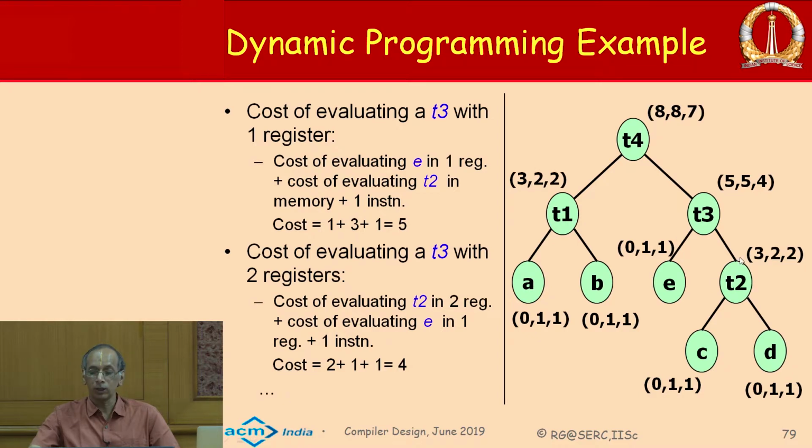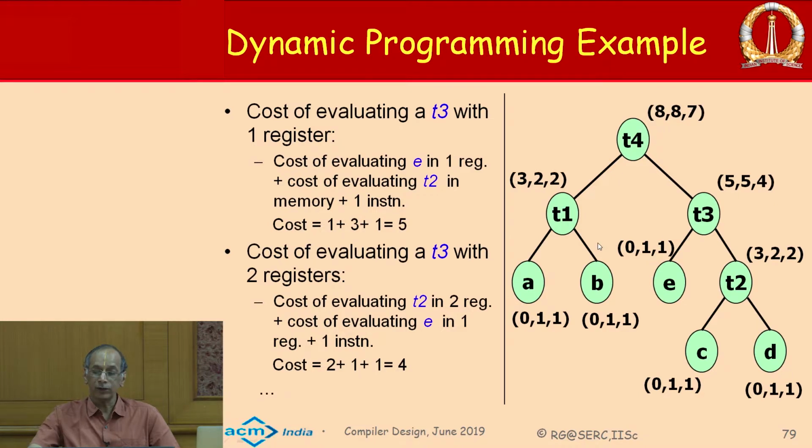I cannot calculate this in register and this in memory, that is not possible. So, among the possibilities, this is the only possibility, and that possibility gives me a cost of 5. Therefore, this one is 5, and I have to remember that this has to be computed in one register and this has to be computed in memory, that is this cost plus this cost.